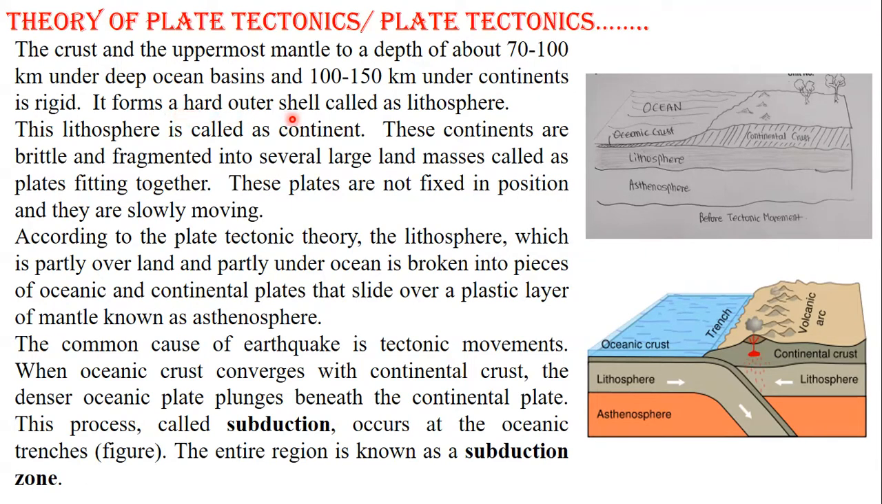It forms a hard outer shell called lithosphere. Now this is total crust and it consists of lithosphere. This is continental crust, oceanic crust, and this is lithosphere. It forms a hard outer shell called lithosphere. This lithosphere is called continent. These continents are brittle and fragmented into several large land masses called plates fitting together.